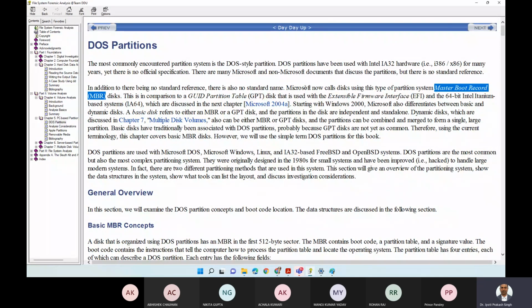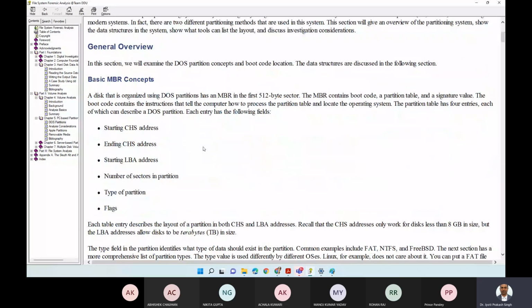So there is no standard, as I told. Microsoft now calls disks using this type of partition system master boot record, MBR. So we are now going to discuss the MBR disk, how MBR disks in a DOS based or PC based system work. In a basic MBR disk, a disk that is organized using DOS partition has an MBR in the first 512 byte sector. The MBR contains boot code, a partition table, and a signature value. The boot code contains the instructions that tell the computer how to process the partition table and locate the operating system. The partition table has 4 entries, each of which can describe a DOS partition.